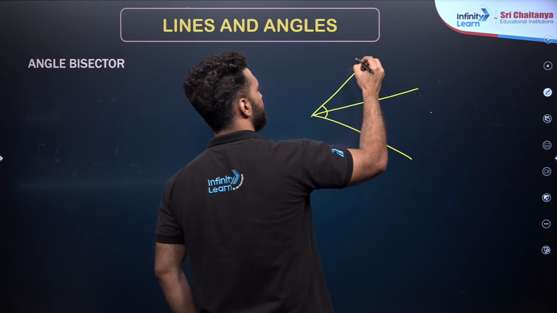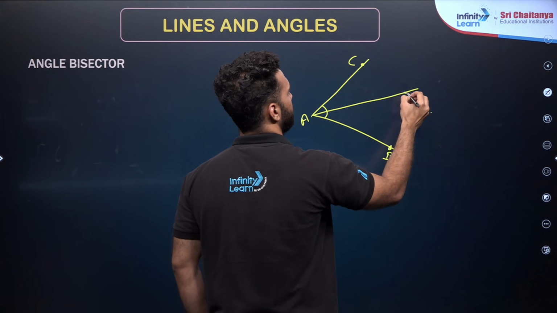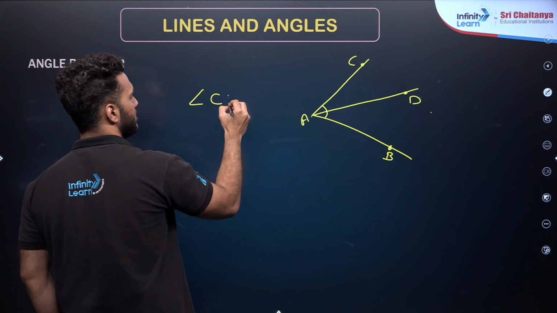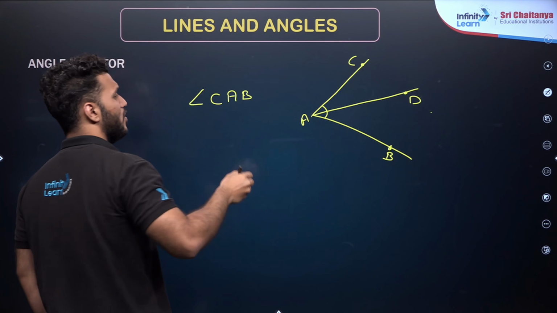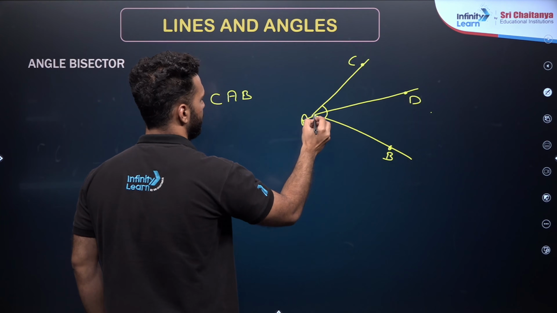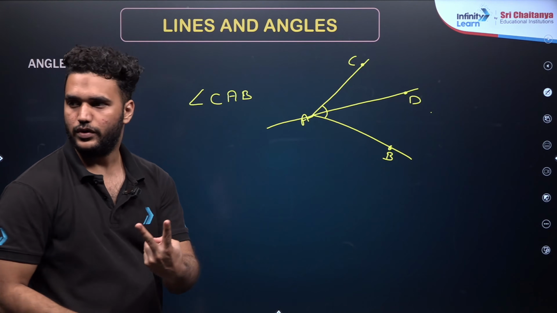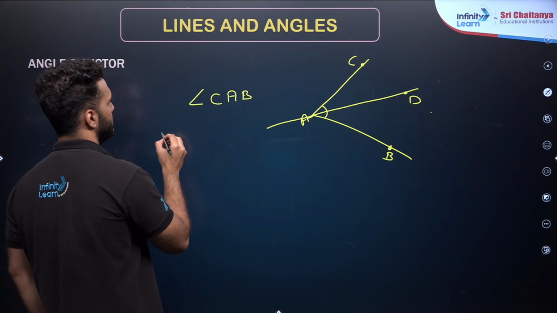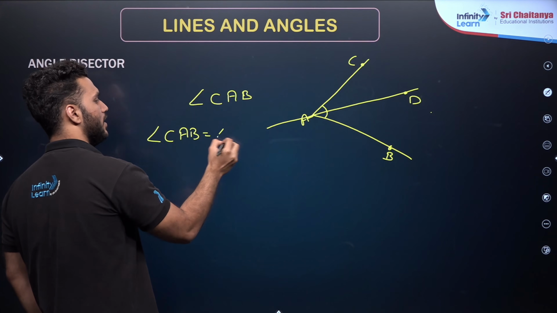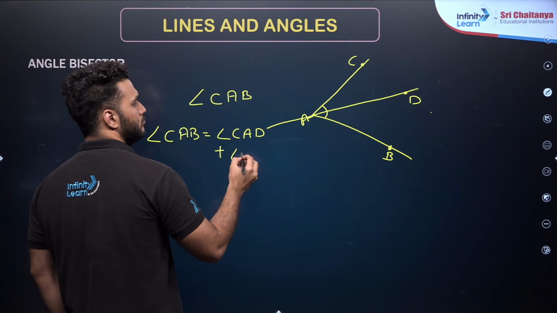First we have angle, let's say C, and here we have point B, here we have point A, and we make a line with the point D. We have an angle CAB, but now this line AD, or we can continue this line, there is no problem with it. This line is doing what? It is dividing the angle into two parts. One part, we can say, angle CAB is equal to angle CAD plus angle DAB.